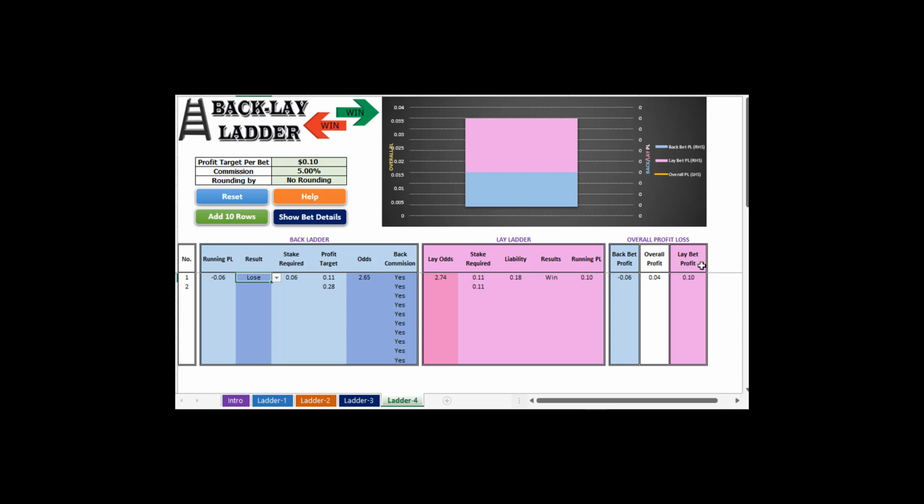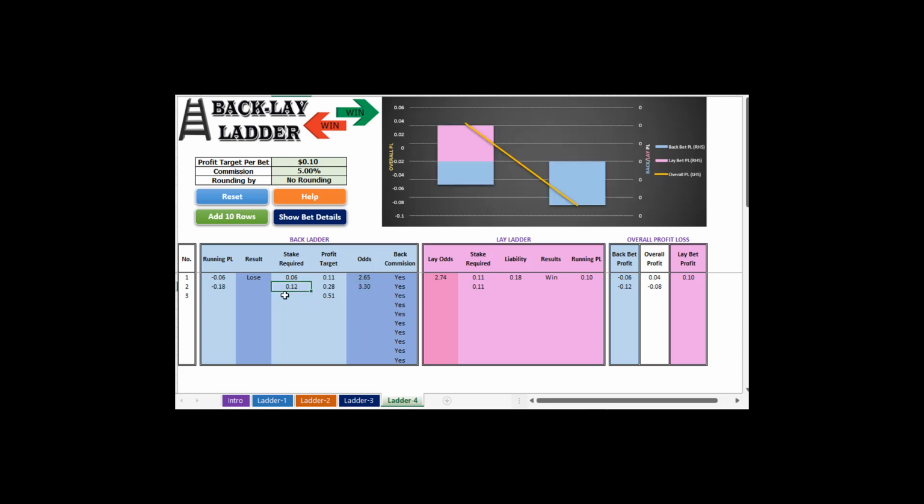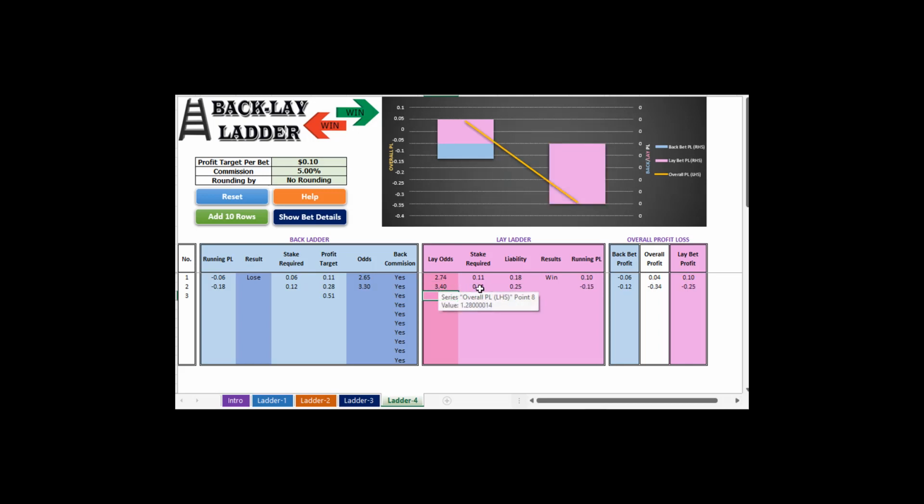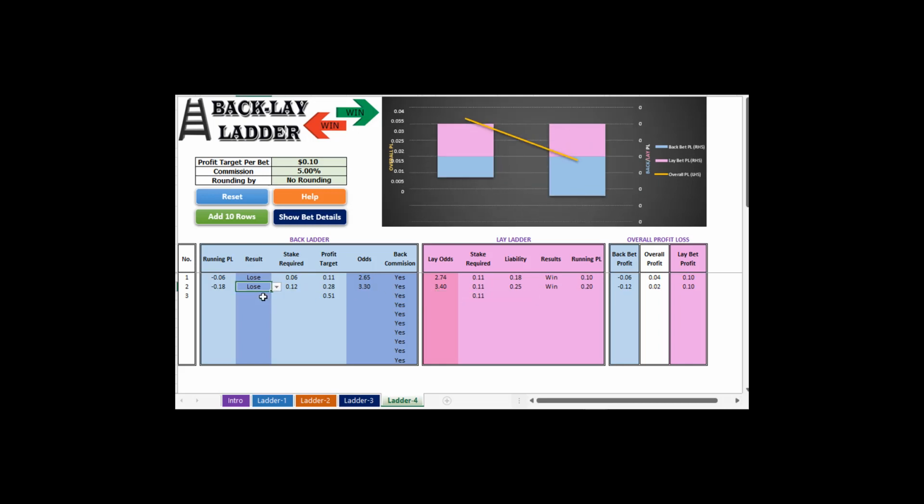Our lay bet profit is at a 10p profit, and our overall profit is 4p. So in the next one, we've got one at 3.30, and it tells us the required stake we're going to have to put on this horse or dog is 12p. It is paying 3.4 on the lay side, and on the lay side we've got to put in 11p. So we make the bets, the race is run, and once again our back bet loses.